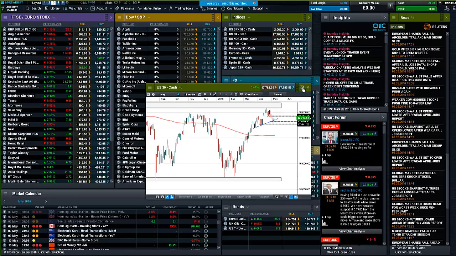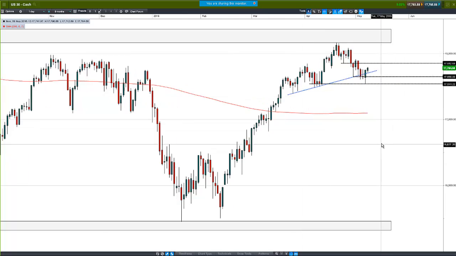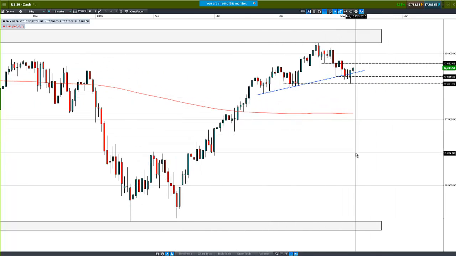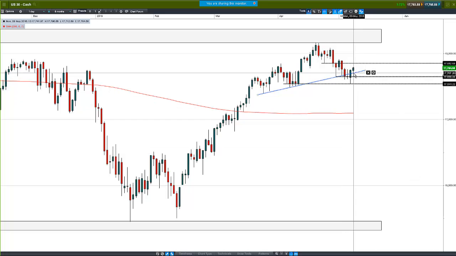Nonetheless, the show is not over yet, I think, because you can see here that we had this trend line set up in last week's webinar. We were basically saying this is one of the risk factors: once this trend line breaks, we've got to watch out for markets rolling over. Now it did break. We got a couple of closes below the trend line, but then we got a solid rebound on Friday, and that's put us back in business.